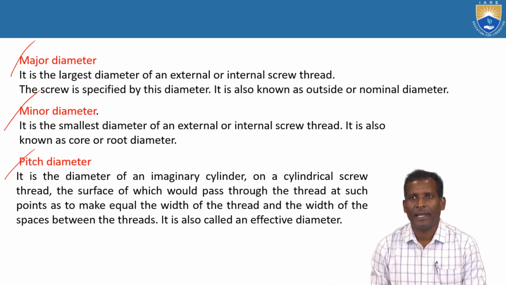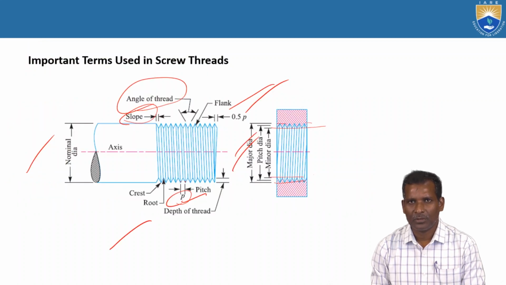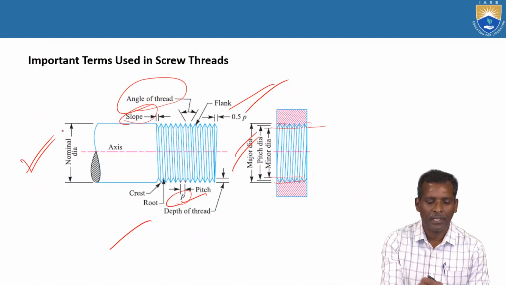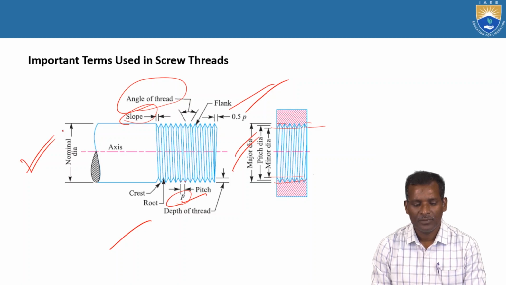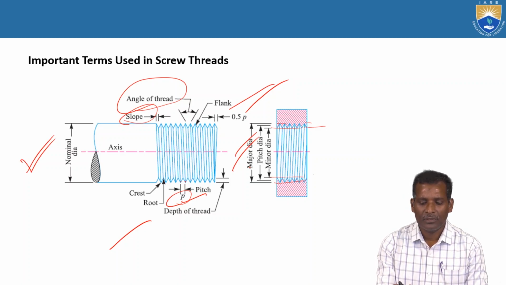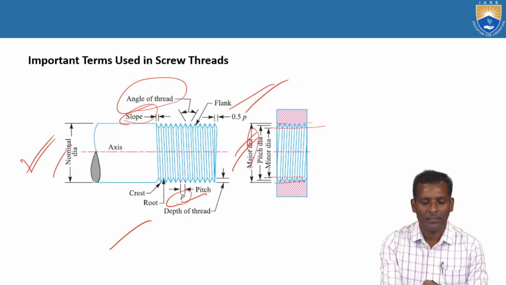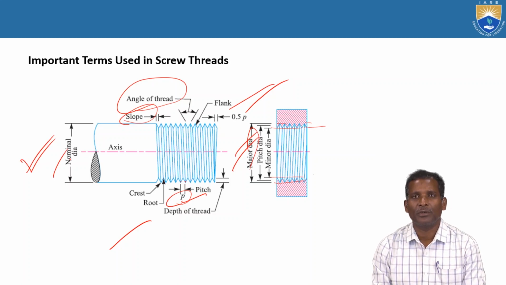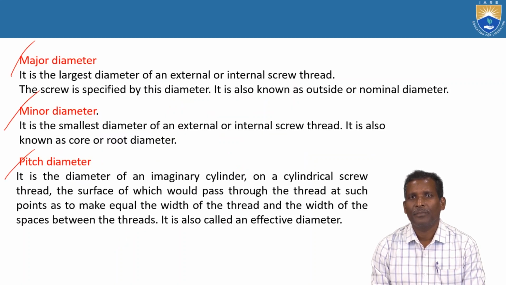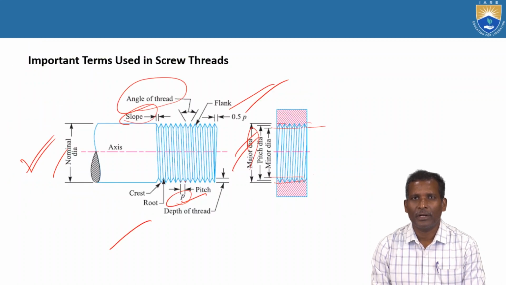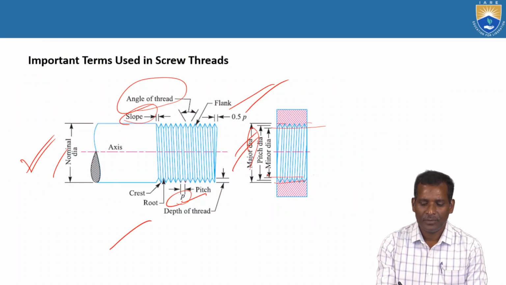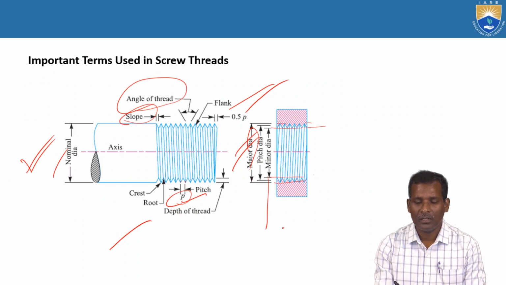Major diameter is also called nominal diameter. Shown in this diagram, nominal diameter is called major diameter. Inside, you see major diameter mentioned, and in the front elevation, nominal diameter. So both are the same: nominal diameter is equal to major diameter. And similarly, the minor diameter is also called the core or root diameter.